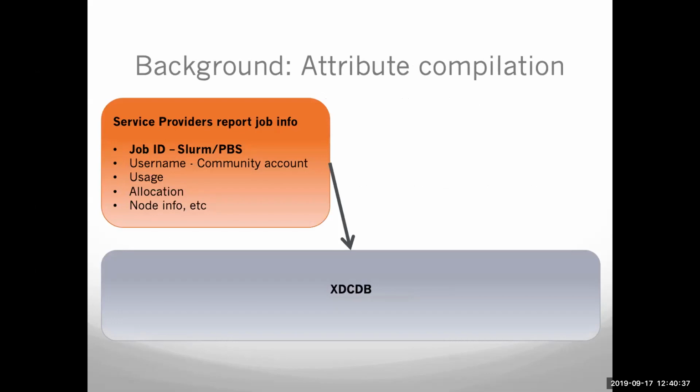So this is what happens when a gateway runs a job on a compute cluster. The service provider will report the job ID, which would be the Slurm ID, or whatever scheduler ID the cluster provides. It would provide the username, who actually is the gateway operator who runs the job for the gateway users, and then how much usage it incurred, what allocation it was, node information and so forth. This gets reported via AMIE packets, if you are familiar with that, as NPUs to XDCDB, which is the XSEDE central database.